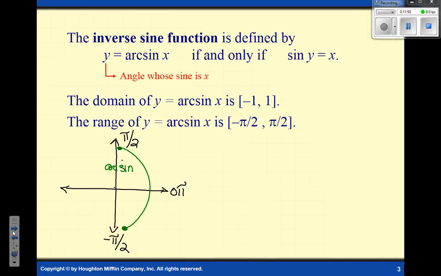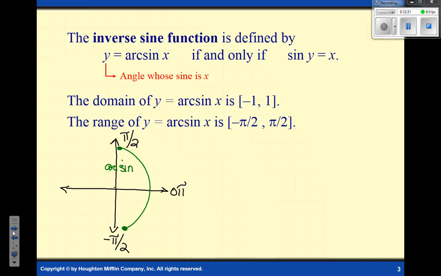Okay? And why are we only working with these two quadrants again? Go back to the graph that I showed you. Because if we're working with inverse functions, then we're still thinking that it's like on a right triangle, so it can't go over 90 degrees. It can't go below negative 90 degrees.